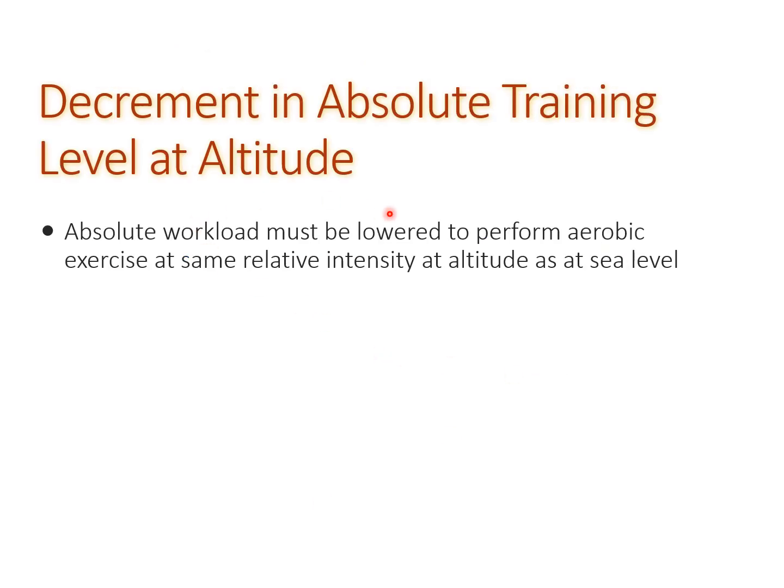Now, there is a decrease in absolute training level at altitude. So the absolute workload must be lowered to perform aerobic exercise at the same relative intensity at altitude as compared to sea level. Basically, what that means is if you are riding your bike at sea level and you can pedal at, you know, 500 watts, in order to do the same amount of work and the same intensity, you might only be pedaling at 250 watts at altitude.